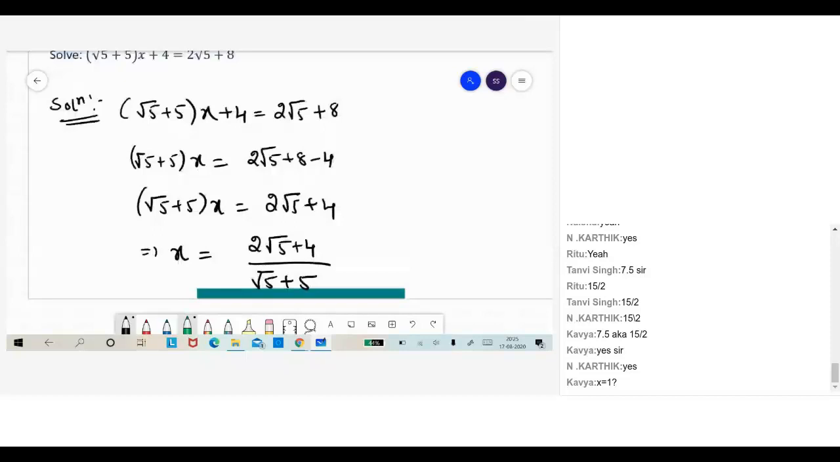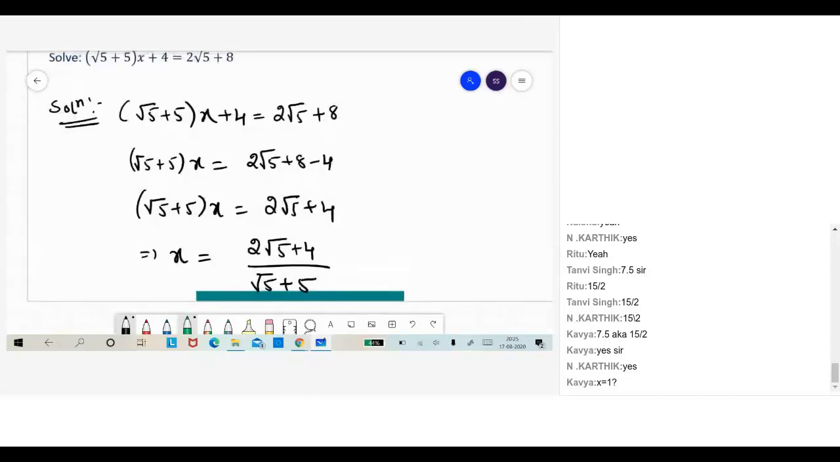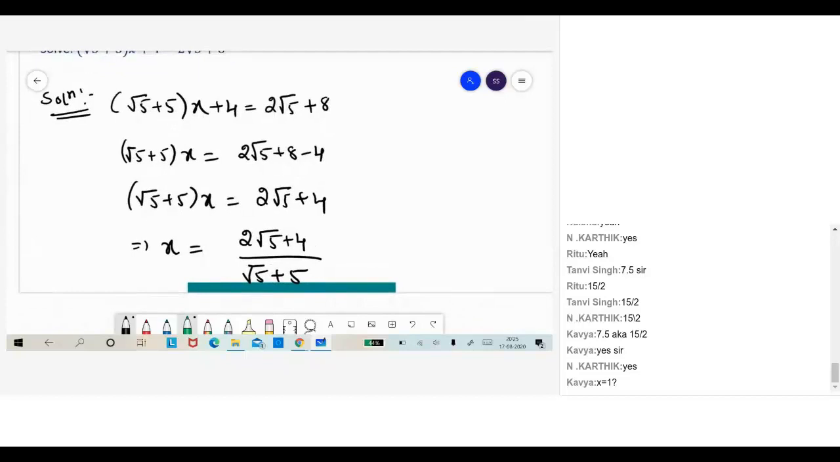What you do is, here, send this 4 on the other side, it becomes minus 4. So 8 minus 4 becomes plus 4. So what do you need to find? You need to find the value of x now. So what is x? Obviously 2 root 5 plus 4 divided by root 5 plus 5. That's it. Simple question.